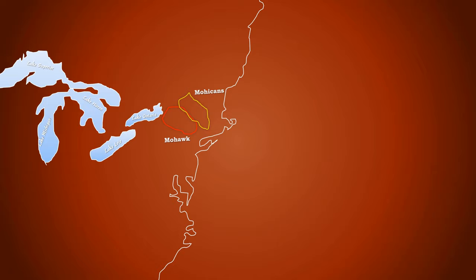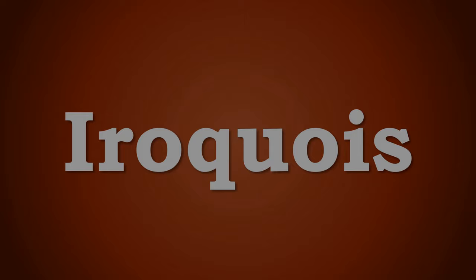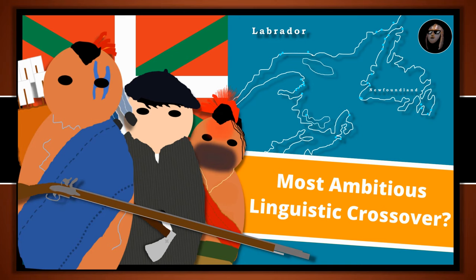To begin with the Mohawk, they are more frequently known to history along with four other nations, the Oneida, Onondaga, Cayuga, and Seneca, later to be joined by a sixth nation, the Tuscarora, and they are known to history as the Iroquois. Now, I actually talked about Iroquois in my video about the Algonquin Basque pidgin language which existed, and that the term Iroquois might actually be from this pidgin.